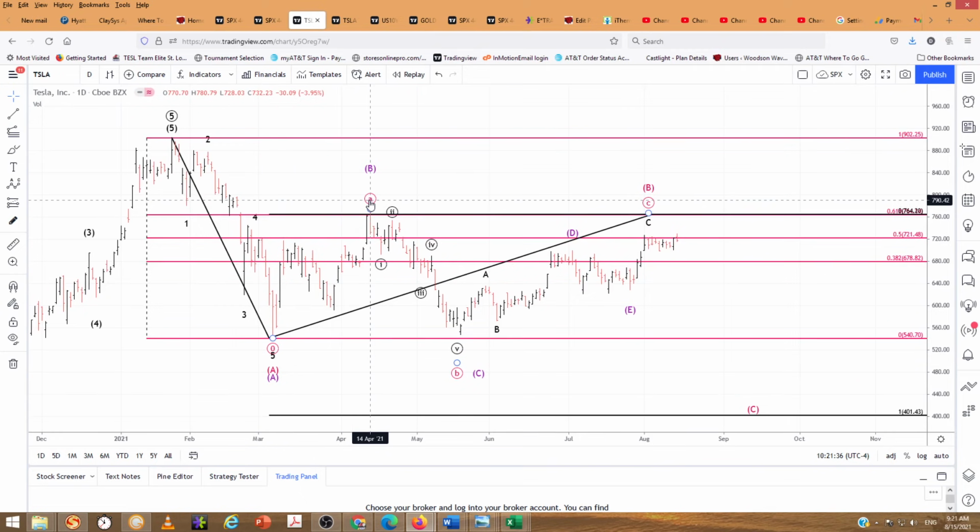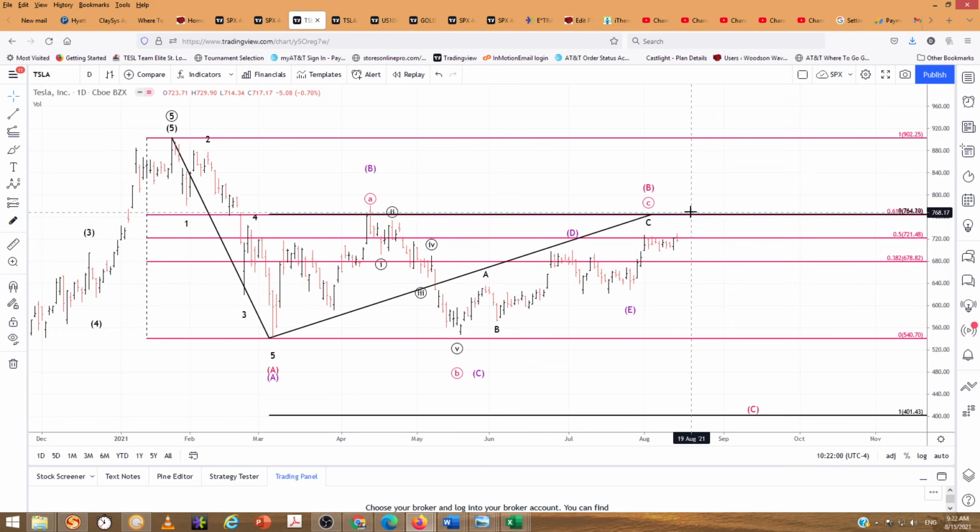Watch the circle here for the subdivisions. There's A up, there's B down, and there's C up. It may be complete here at the 50% retracement, but I would allow it to get up to that 618, which is at 764, and the double top is just above at 780. All right, so that is the bearish count there.